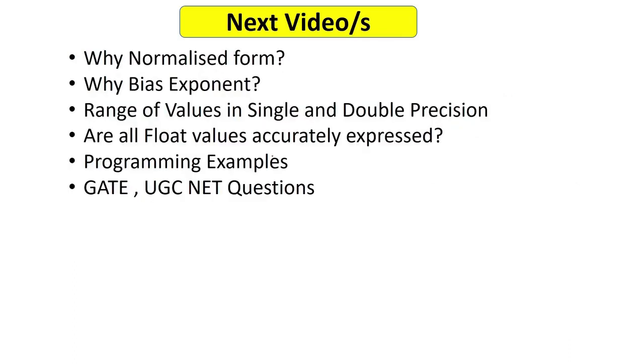Okay, so in the next video we will be discussing why we actually use the normalized form in IEEE 754, and not other scientific notation, what is bias, why we use a biased exponent, and what the range of values is, or you can say the smallest and largest numbers that you can store in the double and single precision formats. And we will also see that float values are actually not accurately stored or expressed in the IEEE 754 representation, or in general in floating point representation schemes.